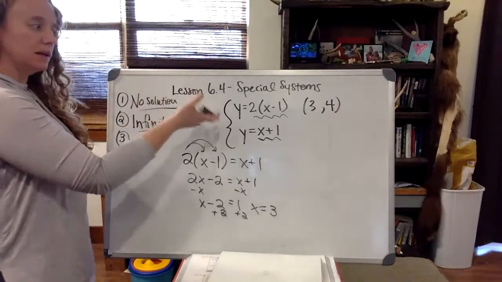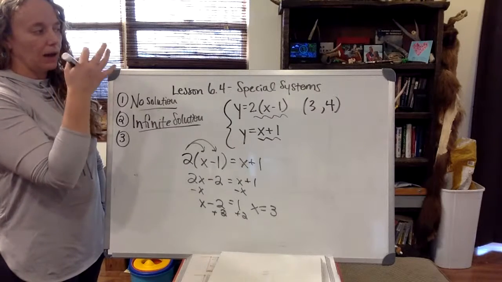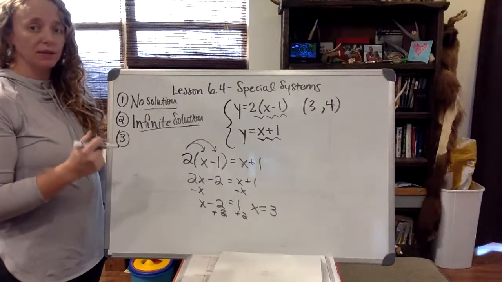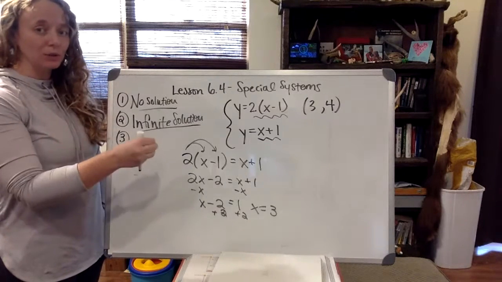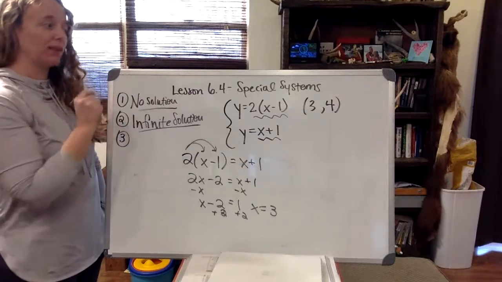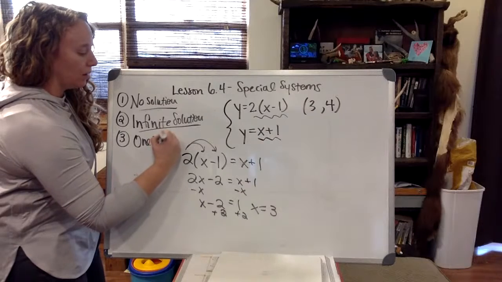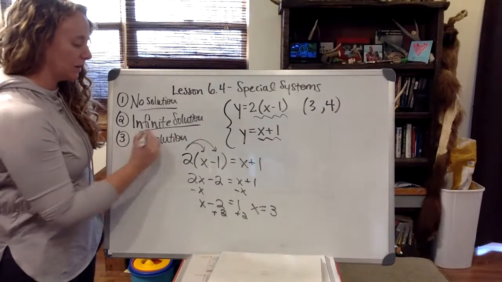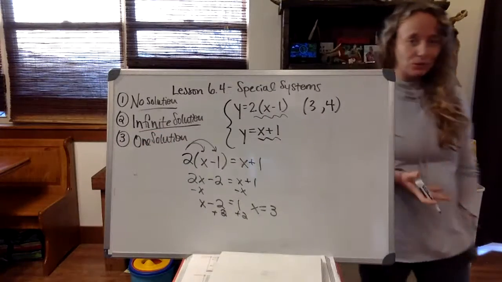So this system didn't end up having a false statement like 0 is equal to 21 or a true statement of 0 equals 0. It truly had one solution, a single point that came out of this. So one solution, let's make that S capitalized so it's like all the others, is our last and final situation that we're looking at.